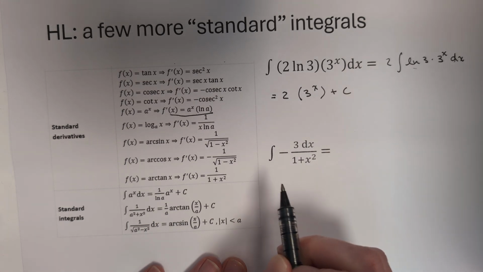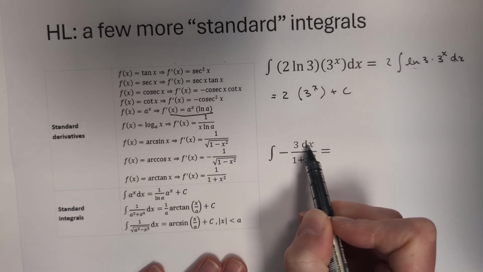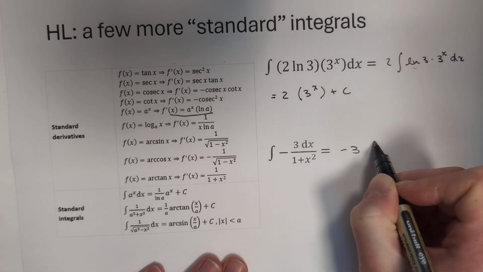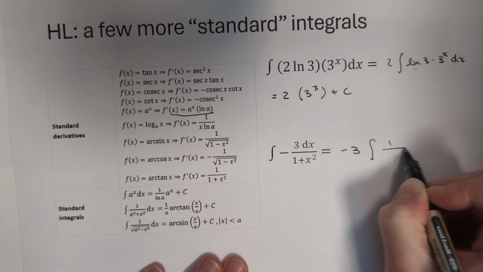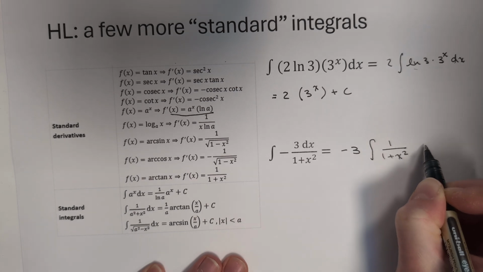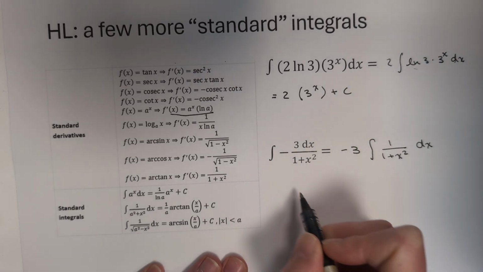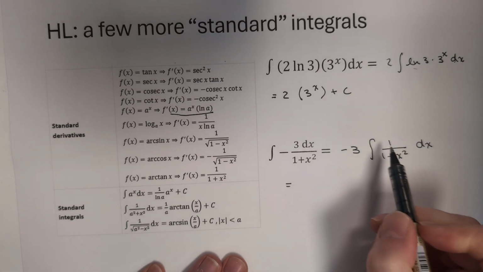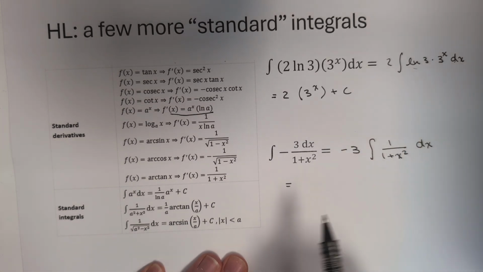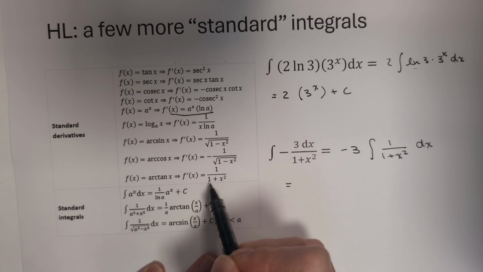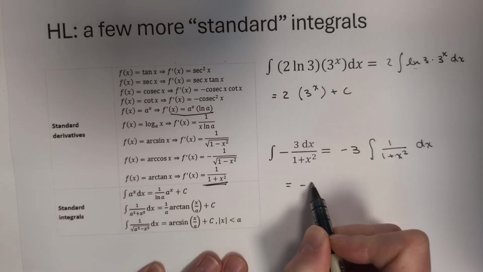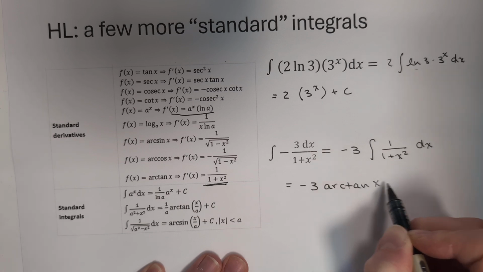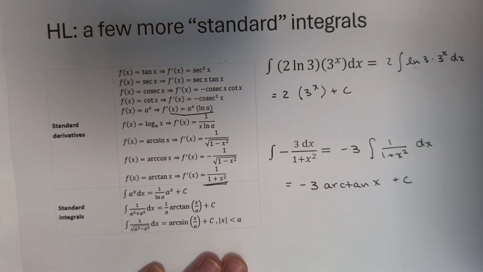Here's another example. You will sometimes see this dx in the numerator because, again, you could just rewrite this by pulling out the coefficient. That's 1 over 1 plus x squared dx. That's nothing to do with calculus, that's just simple algebra. And then looking for what this might be, if you take a look around, that's this. So -3, and that's arctangent of x plus c. And that's it.